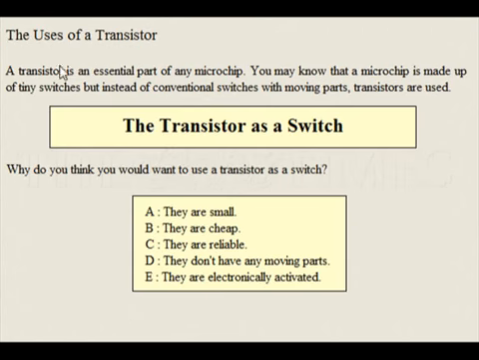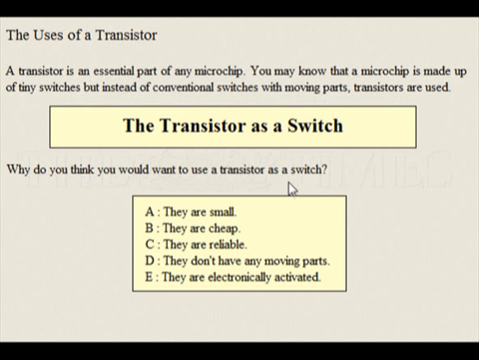The uses of a transistor. A transistor is an essential part of any microchip. You may know that a microchip is made up of tiny switches, but instead of conventional switches with moving parts, transistors are used. The transistor as a switch.